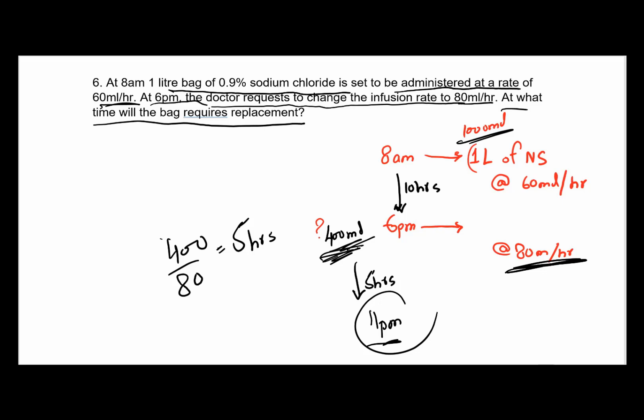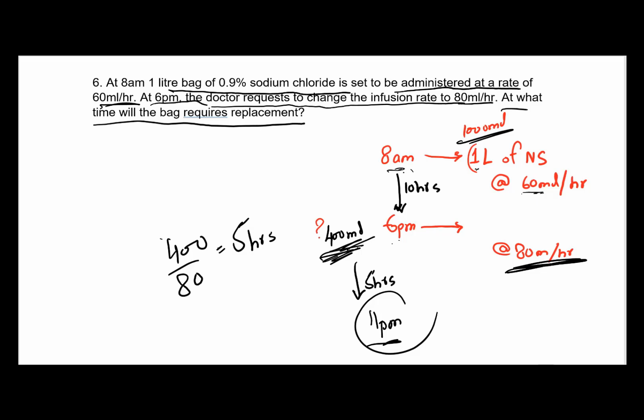Everybody understand that? Should we recap this? Okay, we started at 8 a.m. in the morning. We started infusing 1000 milliliters of infusion at the rate of 60 mils per hour. And then we are given another time, 6 p.m. The doctor wants to change the infusion rate.